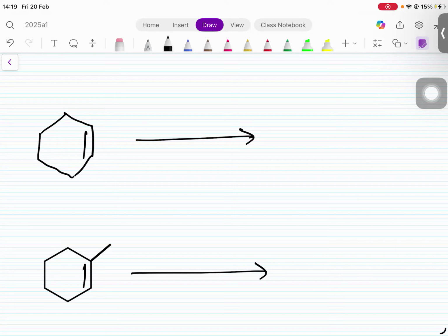In case of a ring, if the ring is like this, it just cuts from here and opens like this. The first time when it's a ring, you just keep in mind that it's not going to be two products. The molecule will cut from here.